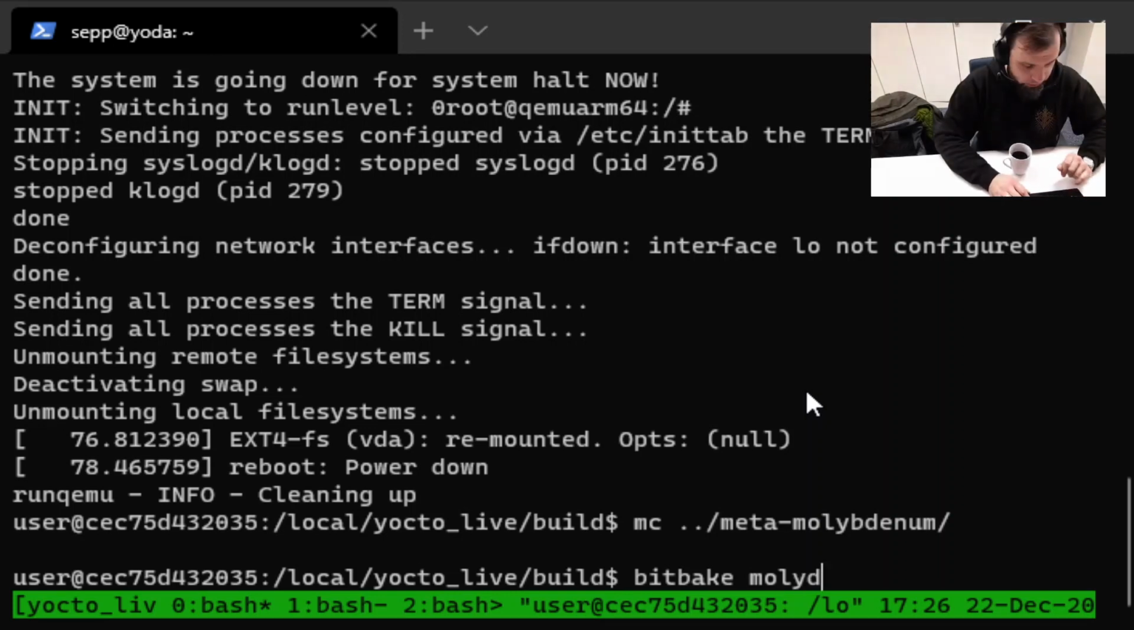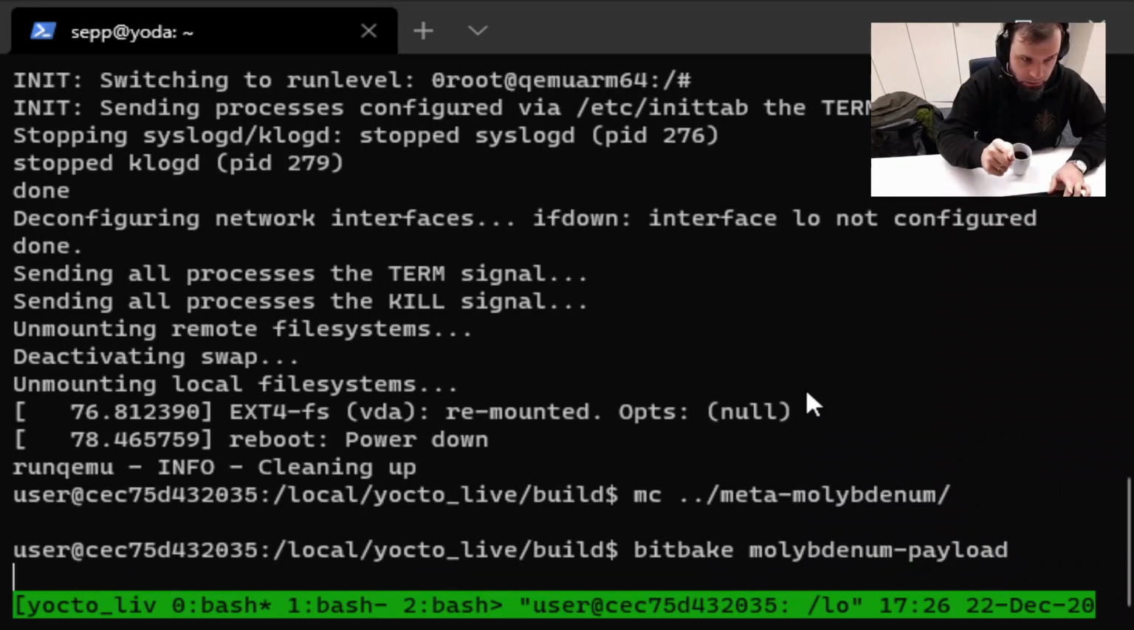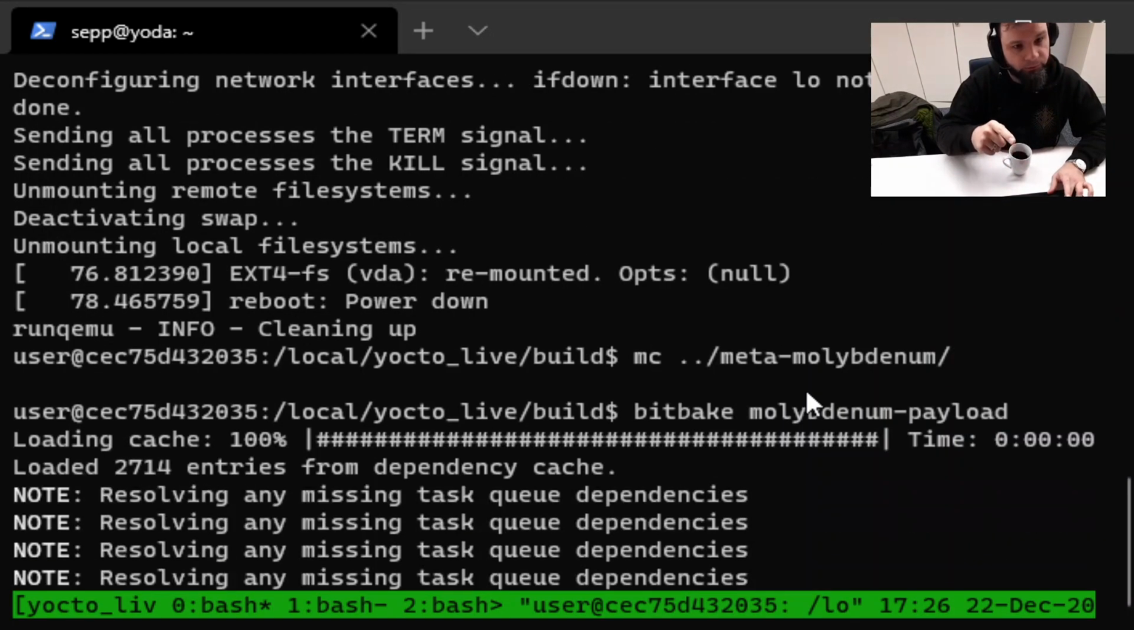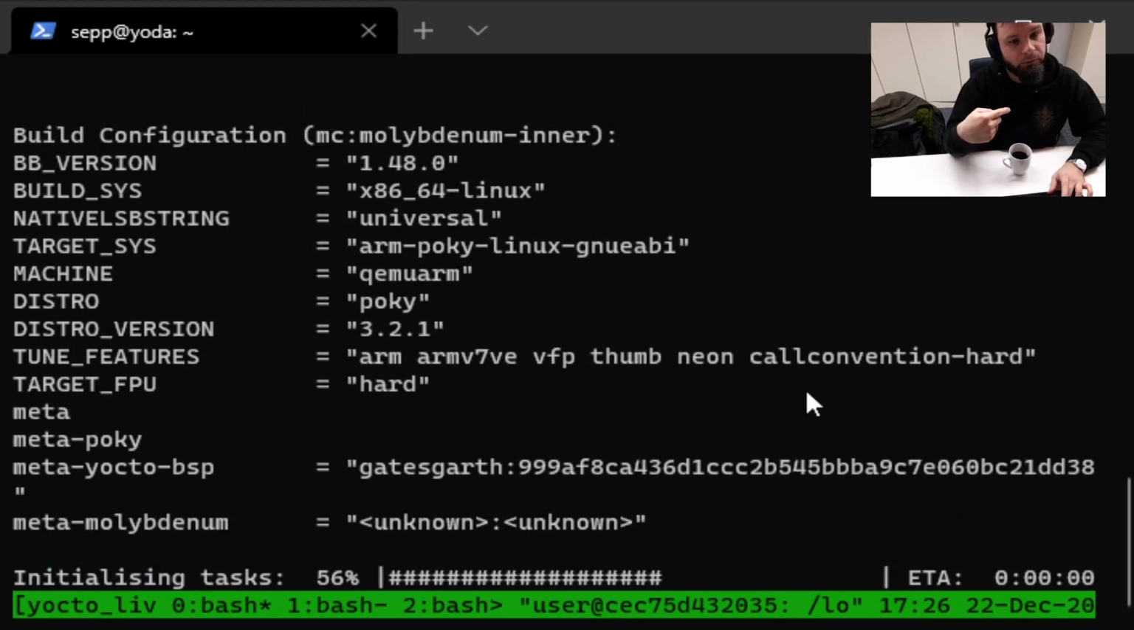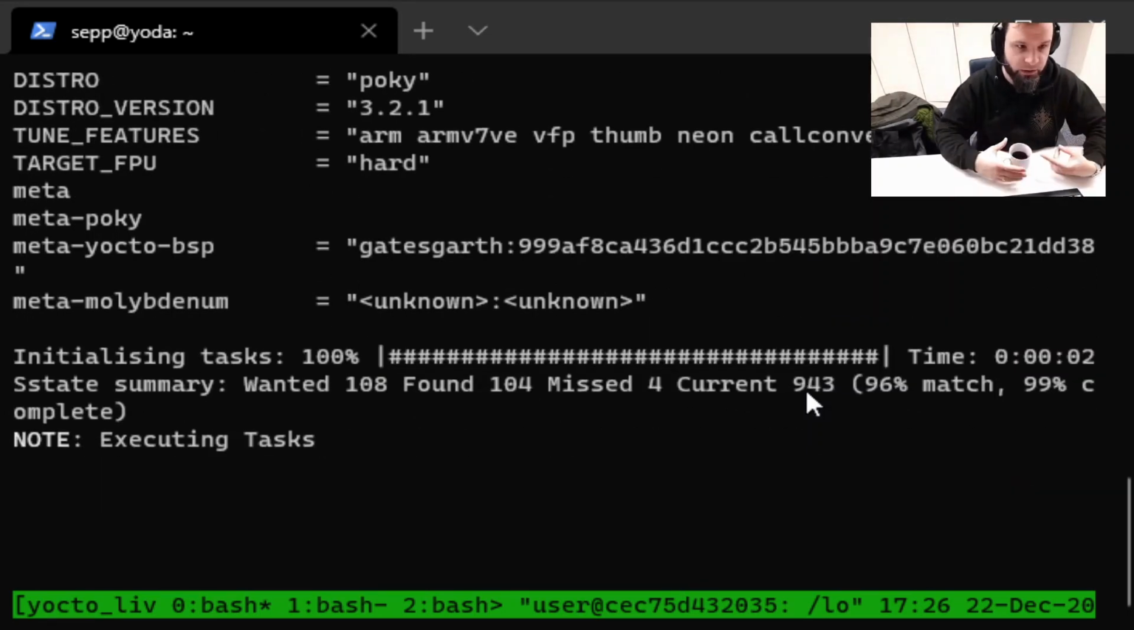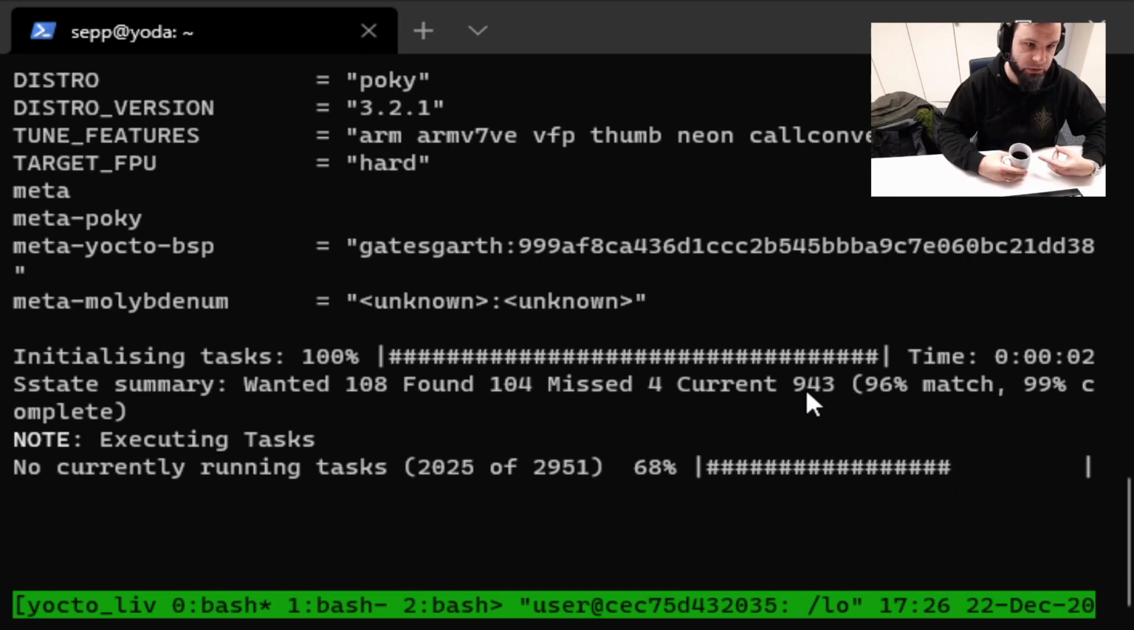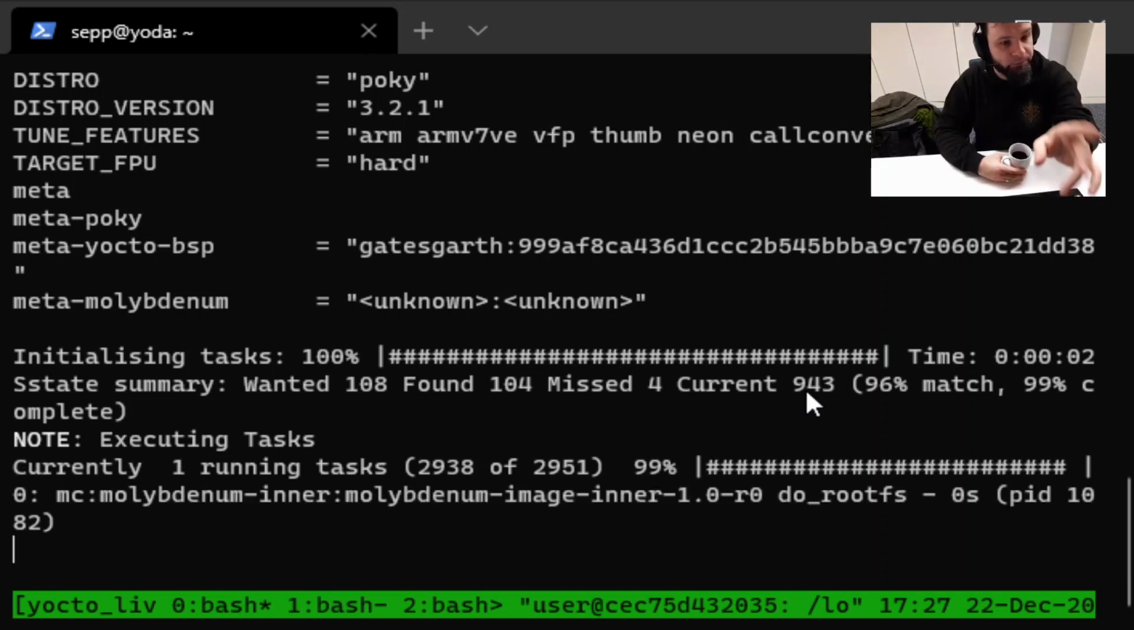So Bitbake, molybdenum payload. When will I ever learn to not make such crazy names? Hopefully we can demonstrate the dependency resolving mechanism here, but everything is super fast. You could see image inner's do_rootfs being done.